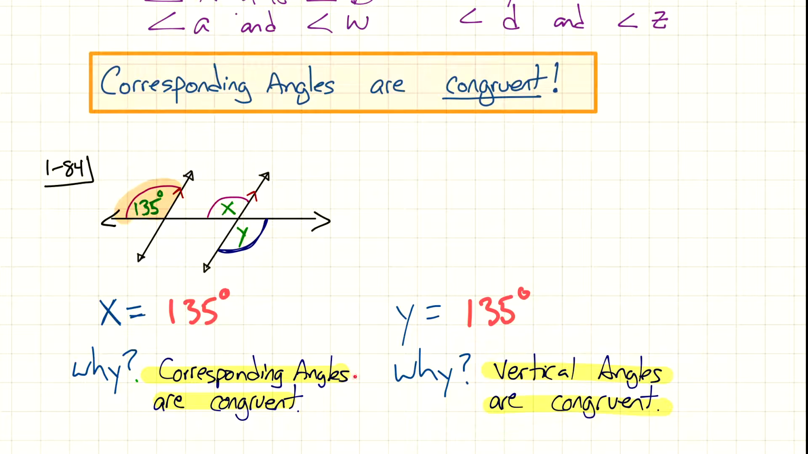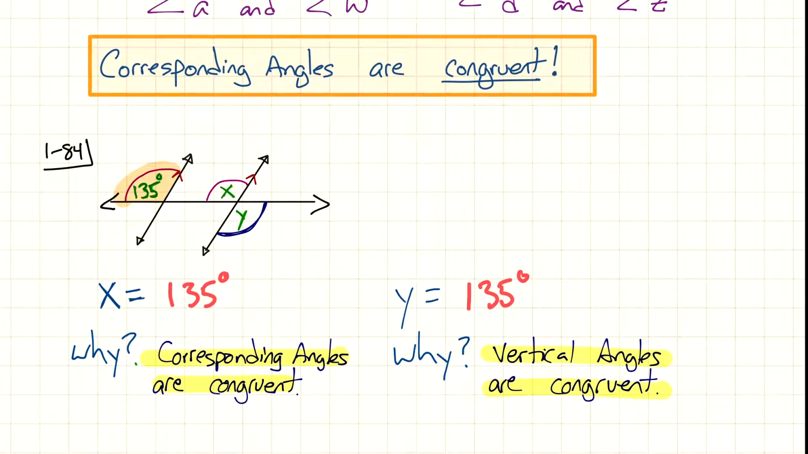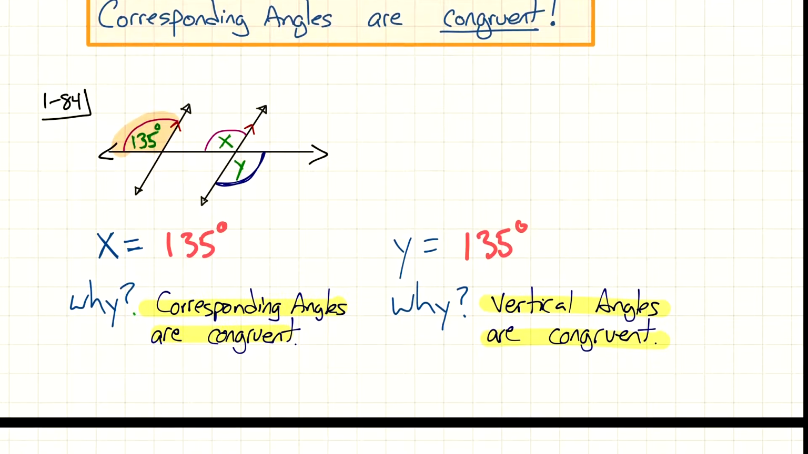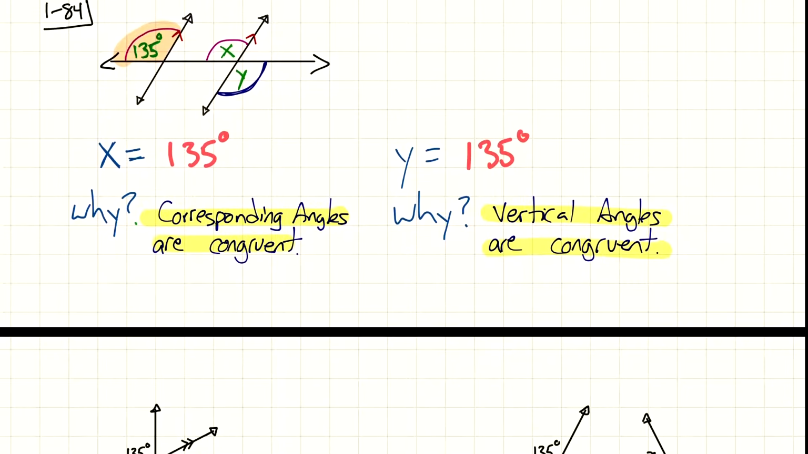Right? So those are two things. We just learned corresponding angles are congruent. And I think the last lesson we learned vertical angles are congruent. So we're going to start to build this collection of skills on determining angle relationships.